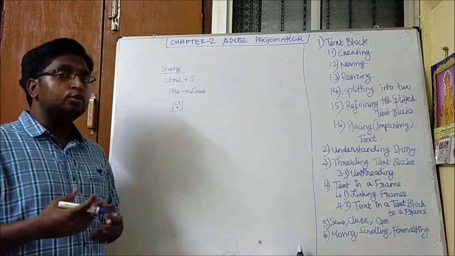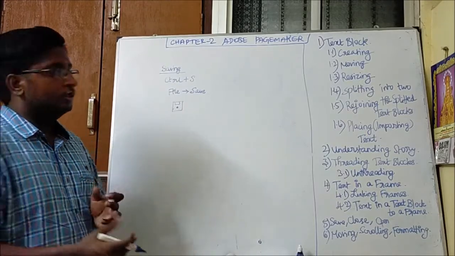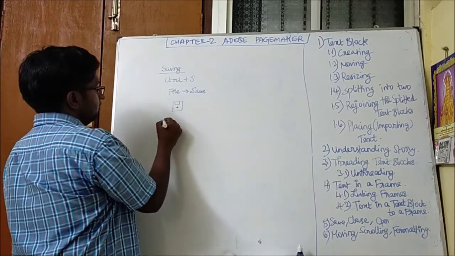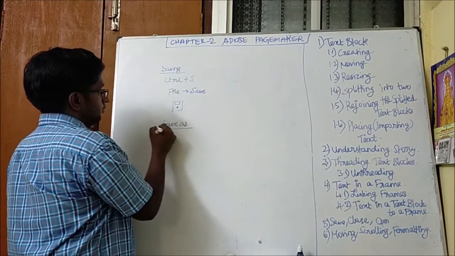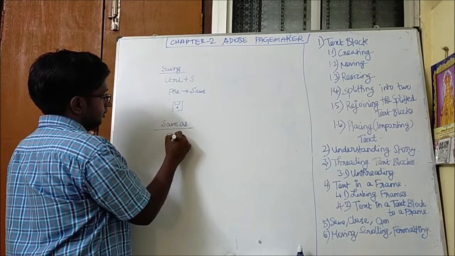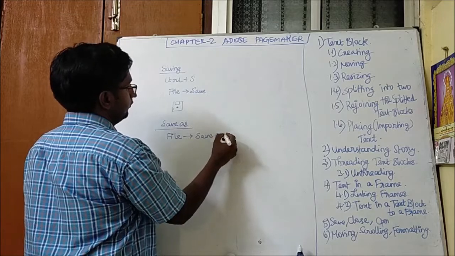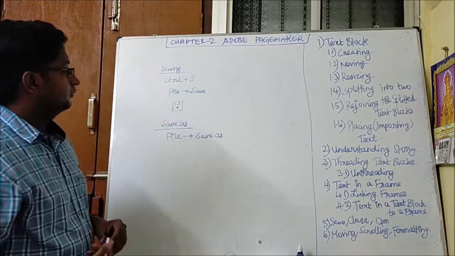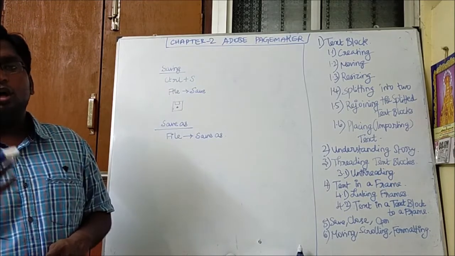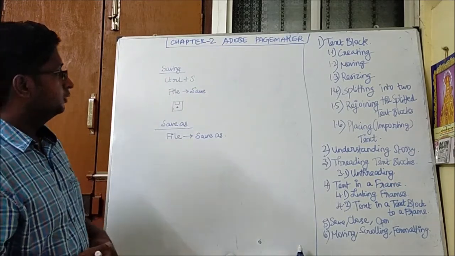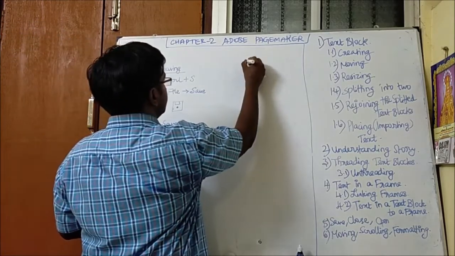So to save a new document, to have a copy of the old document, we can use save as option. File, save as. So we can create a duplicate copy or a new copy of the document using save as option. So closing a document.